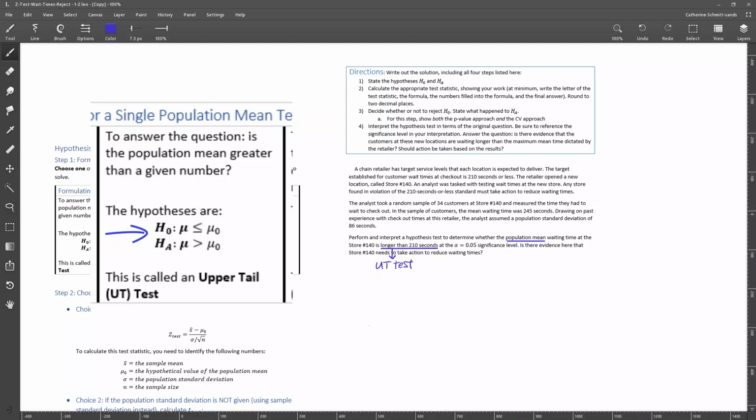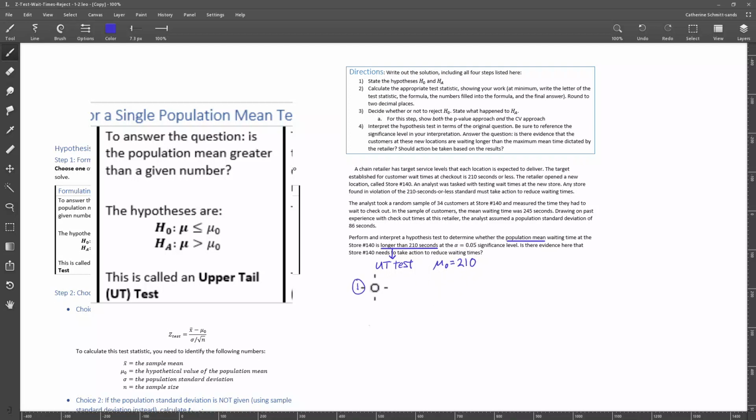Mu 0 is the given number. The alternative hypothesis, HA, says mu, which is the population mean waiting time, is greater than mu 0, which is this given number. So we have to identify mu 0. Mu 0 in this problem is 210.